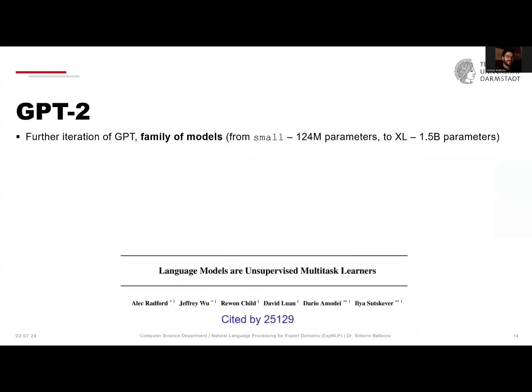Then came GPT-2, which, as you can guess from the name, is the second iteration. This time it was a family of models, which went from small, having 124 million parameters. I want to stress here that the smallest GPT-2 model is bigger than GPT-1. And the biggest one, XL, had 1.5 billion parameters.